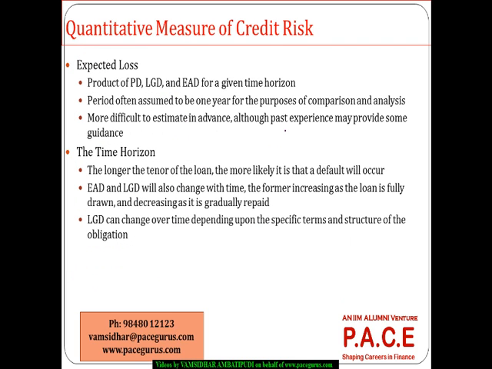And using these three, we are simply computing the expected loss by multiplying the probability of default with the loss given default with the exposure at default for a particular time horizon. That is what we are getting as the expected loss. Generally, we assume that the time period is 1 year for doing comparisons and analysis, and it's very difficult to estimate in advance, though I can take the help of past data to make some kind of initial estimate.